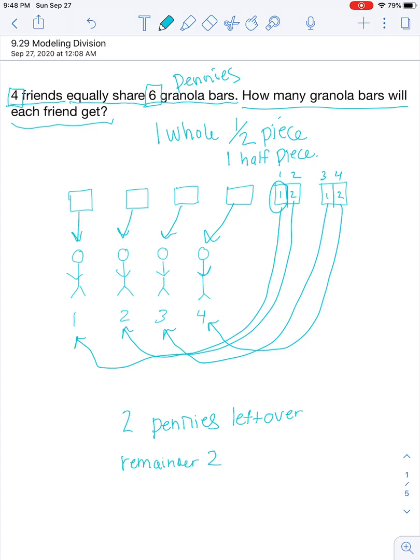Okay, when we get to writing out our number models, I will let you put an R instead of writing out the word remainder. You can put R2, and that represents remainder 2. Or you have 2 left that did not fit into a group. Okay?